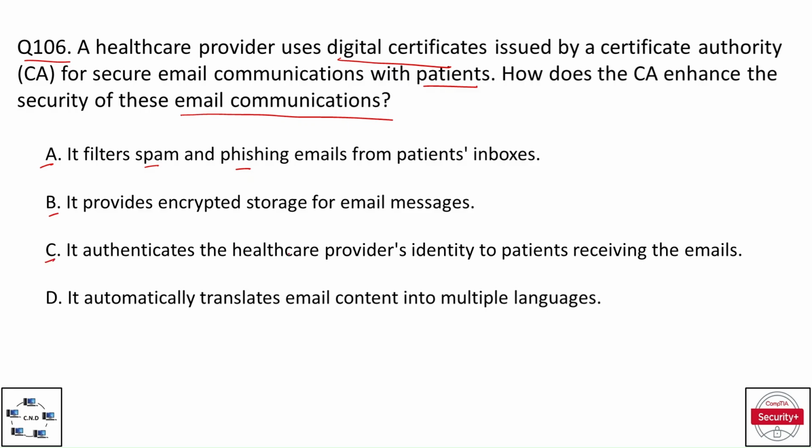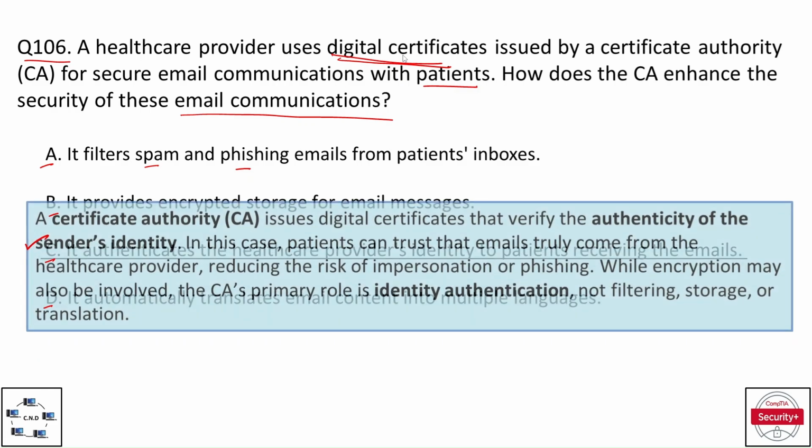Option C, it authenticates the healthcare provider's identity to patients receiving the emails. And option D, it automatically translates email content into multiple languages. And the correct option is option C, it authenticates the healthcare provider's identity to patients receiving the email. So the main function of a CA is the authentication of the sender using the digital certificates.